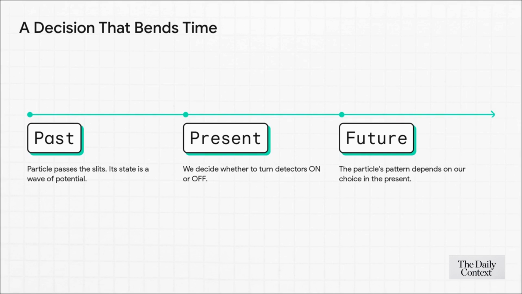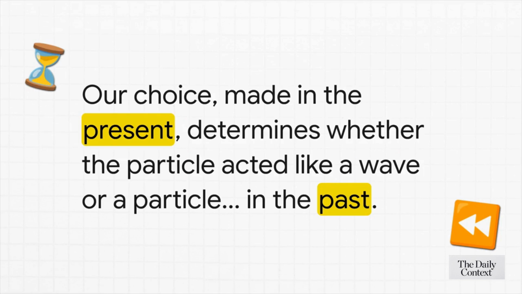The absolutely mind-blowing result is that the pattern it makes on the screen later, at point 3, depends entirely on the choice we made at point 2. Let me just say that again, because it's completely nuts. Our decision, made right now, appears to reach back in time and determine how the particle behaved in the past. If we choose to look, it acts as if it had only gone through one slit all along. If we choose not to look, it acts as if it went through both. Our present choice dictates its past.